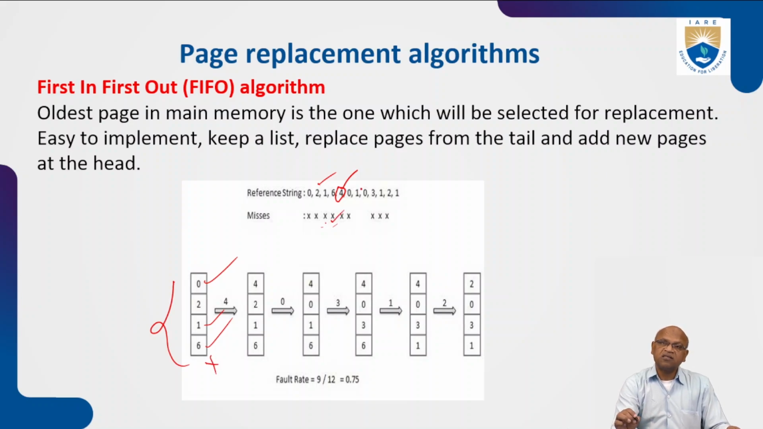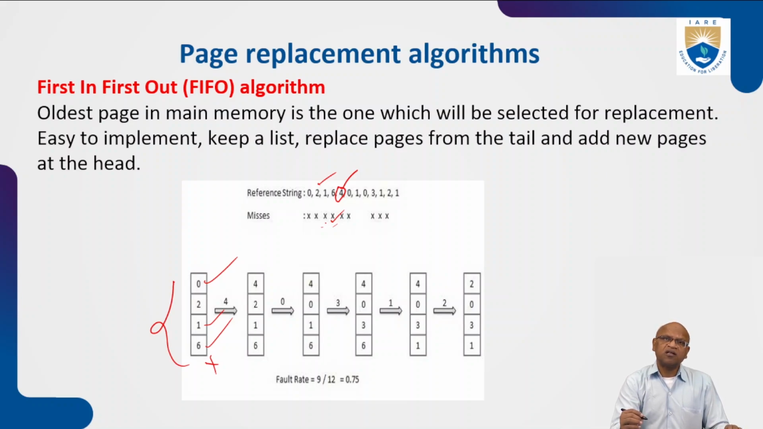In case of a miss, that is called a page fault. When a page fault occurs, we are demanding page 4, and that page is not available. So a page fault has occurred. When the page fault occurs, it will call the page replacement algorithm which is available in the OS.